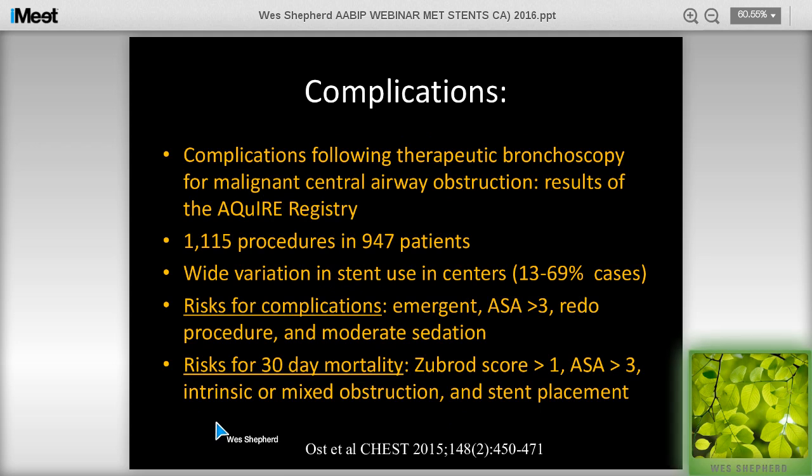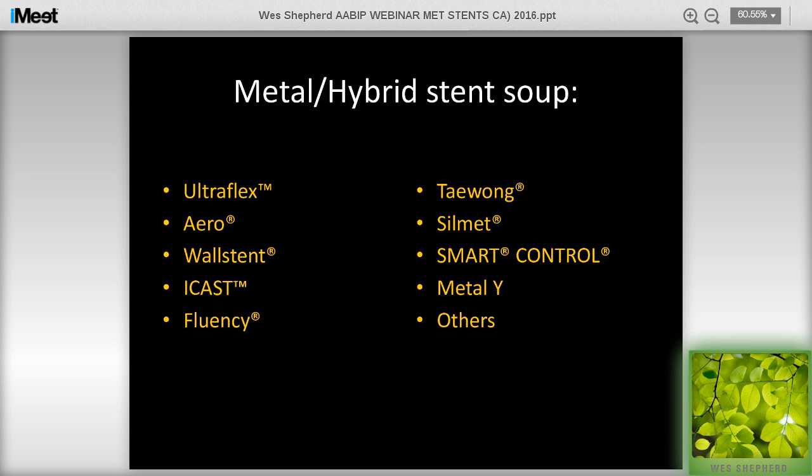And then just quickly, one other study to point out, additional data from the AQuIRE database for therapeutic bronchoscopy procedures. Although there was a very wide variation in stent use amongst centers, just looking specifically at risk for 30-day mortality, stent placement was one of the findings that was teased out as increased risk for 30-day mortality. And that may just be because patients with airway stents are selected out as sicker patients as well, but just wanted to highlight that finding in this AQuIRE data.